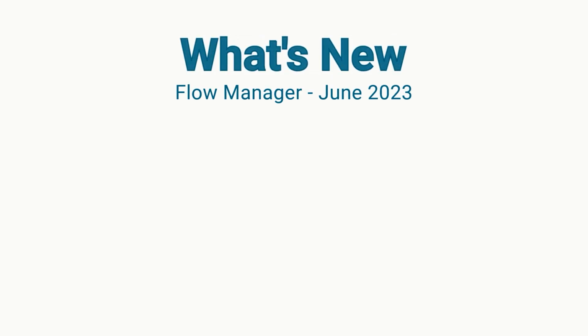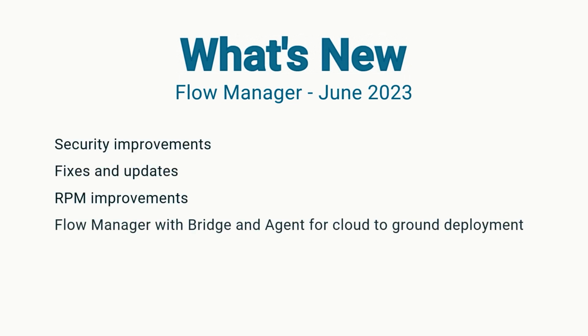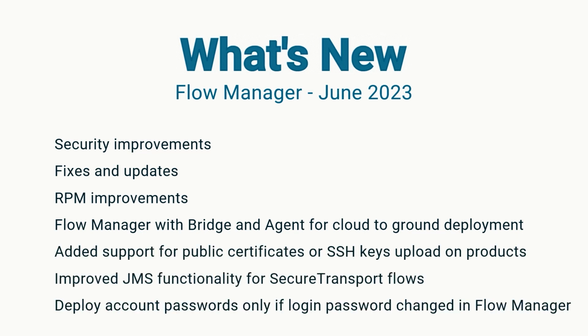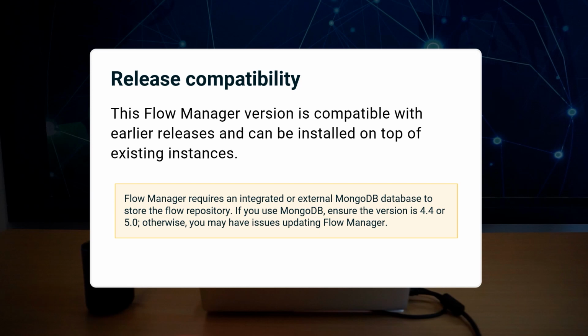Let's dive into the new features and improvements in this Flow Manager release. First, it's important to let you know that this Flow Manager version is compatible with earlier releases and can be installed on top of existing Flow Manager instances. However, I want to remind you that Flow Manager requires a database to store the Flow repository, either an integrated or external MongoDB database. If you are using MongoDB, check that the version is at least 4.4, especially before performing an update.